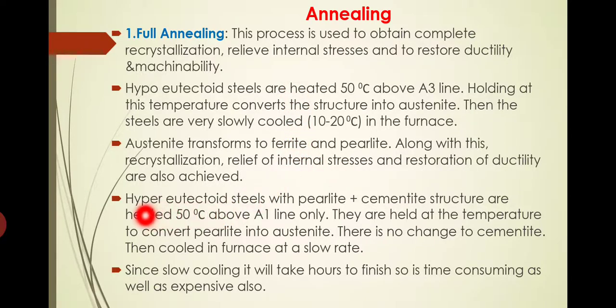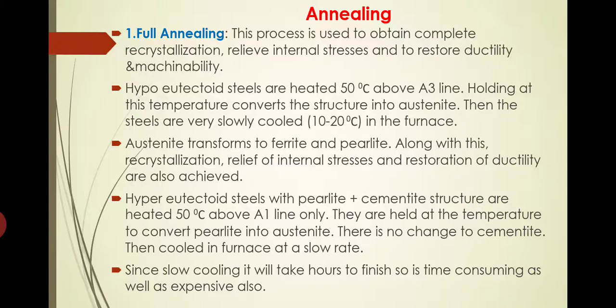Okay. The hypereutectoid steel with pearlite plus cementite structure is heated only 50 degrees Celsius above the A1 line. See, if it is hypereutectoid steel, then we won't heat above the upper critical temperature. Instead, we will be heating just above the lower critical temperature, that is the A1 line, just 50 degrees Celsius above the A1 temperature. Then it is held at that temperature to convert pearlite to austenite. At that temperature, the entire pearlite is converted into austenite. Once it is completely converted into the stable austenite form, it is allowed to cool. There is no change in cementite.